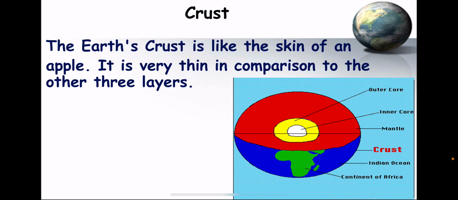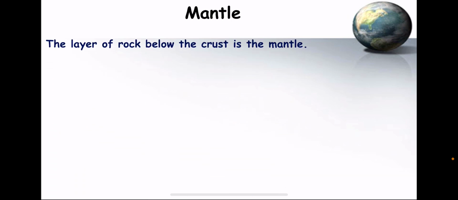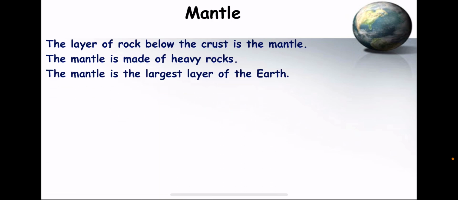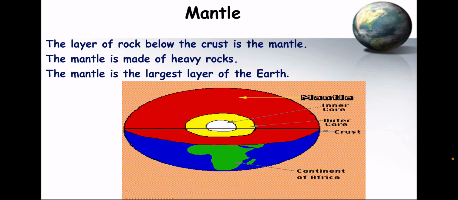So we will read about the second layer, and the second layer is the mantle. The layer of rock below the crust is the mantle. When I showed you a picture, you could see first there's a crust and then there's a mantle, and the mantle is made up of layers of rock. The mantle is made of heavy rocks. The mantle is the largest layer of the earth. Now you can see this blue portion is the crust, and this whole red portion is the mantle, and it is the largest layer of the earth.